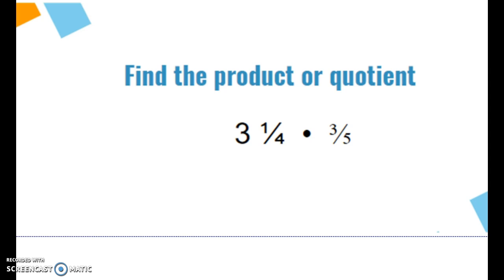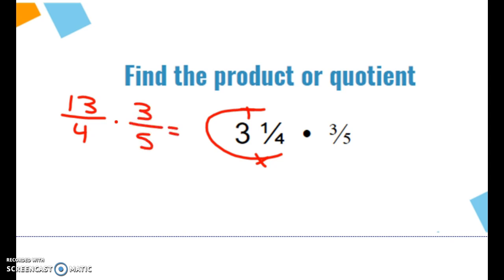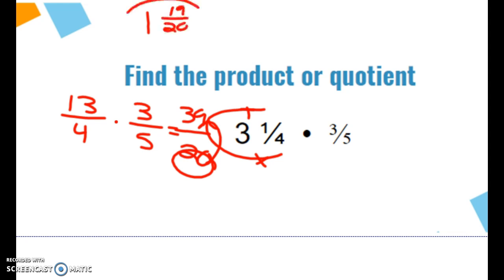So the first problem here, we have 3 and 1/4 times 3/5. So I'm going to do my C method. 4 times 3 is 12, plus 1 is 13, so I have 13 over 4 times 3 over 5. And then from this point, I am going to multiply straight across. 13 times 3 is 39. 4 times 5 is 20. So I need to figure out how many times 20 can go into 39. I know it can go in one full time, and then I would have 19 out of 20 left over. So my answer is 1 and 19 over 20.